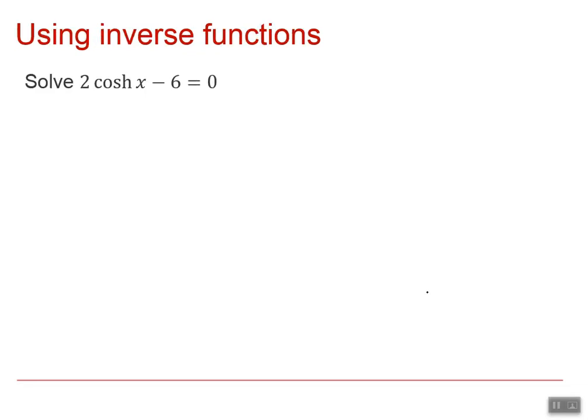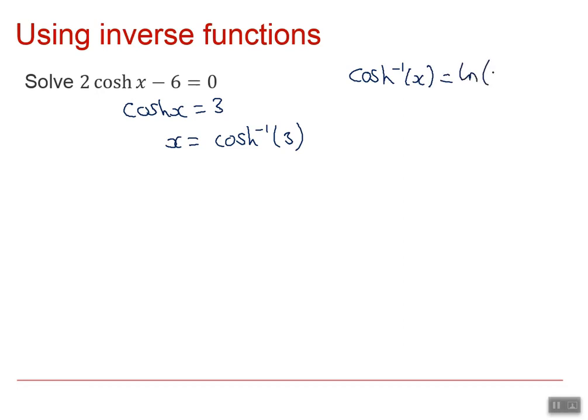Okay, so we're going to have a look at a quick example now. We're going to solve 2 cosh x minus 6 equals 1. So first of all, just going to rearrange this. So we have cosh x equals 3. So now if we do the inverse on both sides, we have x equals cosh to the -1 of 3. And so here we're just going to use the definition. That is that cosh -1 of x is the log of x plus the square root of x squared minus 1.